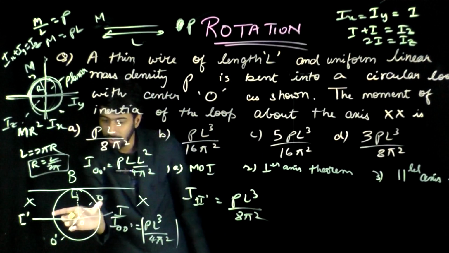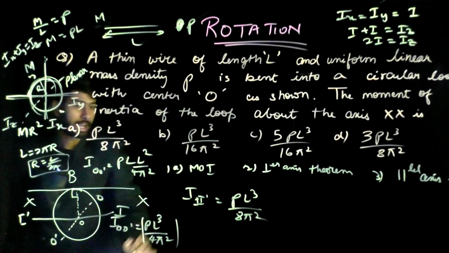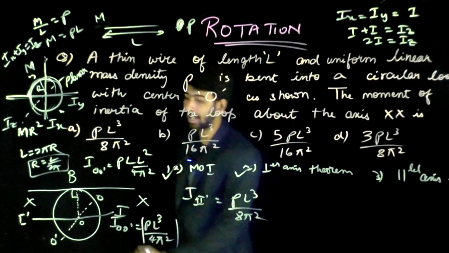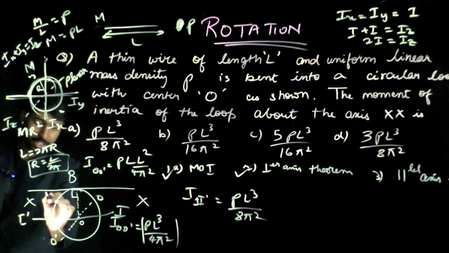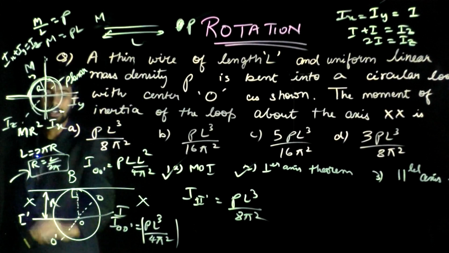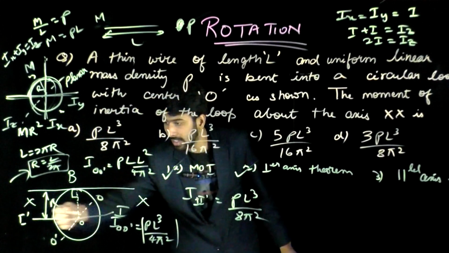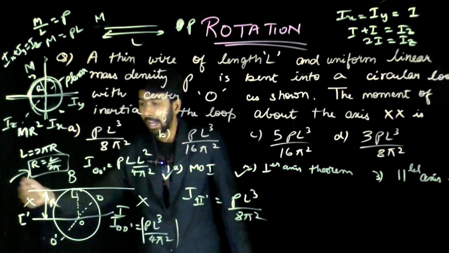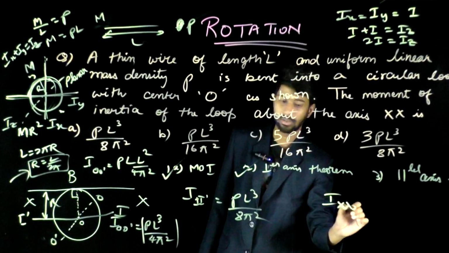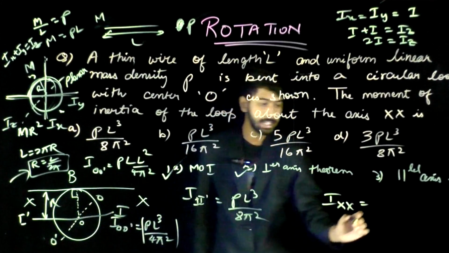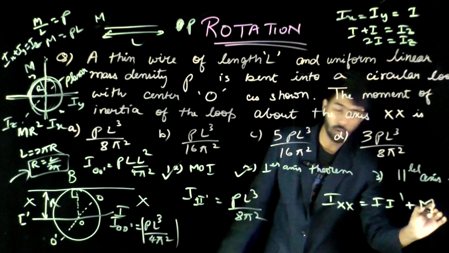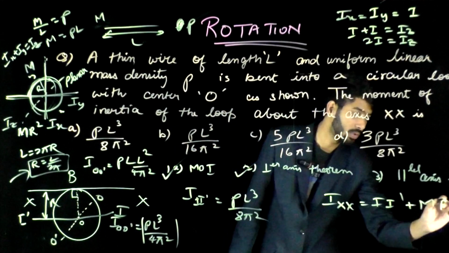Now I know I dash, which is for an axis passing through the center. I used the basic moment of inertia formula and the perpendicular axis theorem, and now I am supposed to use the parallel axis theorem. I have two axes parallel to each other, separated by distance r. I know moment of inertia about an axis passing through the center of mass, and I need Ixx dash. So using the parallel axis theorem, Ixx dash is I dash, because I dash is passing through the center of mass, plus m into the distance between the two axes, r square.